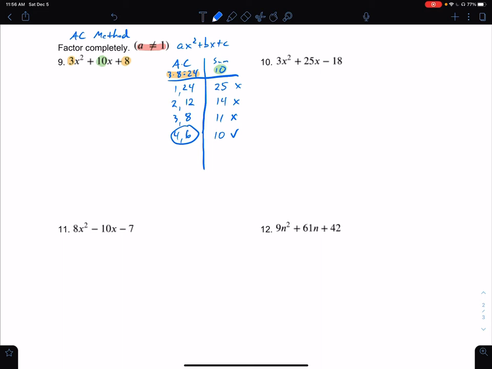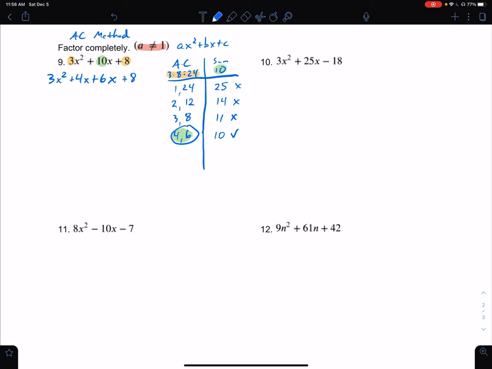What these two numbers are going to signify for us is that's what we're breaking our B term into. So the 3x squared and the 8 are going to remain the same, but now instead of 10x, we're going to use 4x and 6x. Whether you put the 4 or 6 first technically does not matter. Sometimes it will make your life easier, sometimes it won't. I'm going to show you that it doesn't matter, so I'm just going to write them in the order that they're in. So I'm just going to write 4x and 6x.